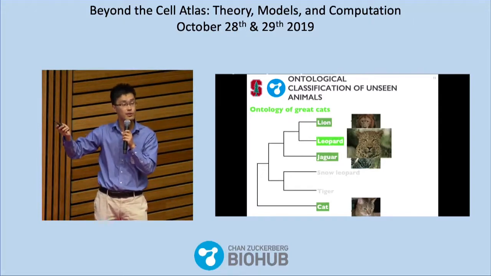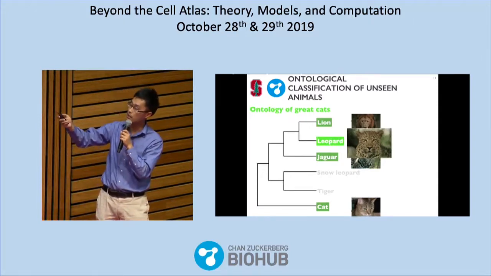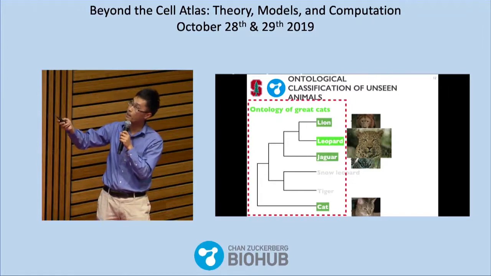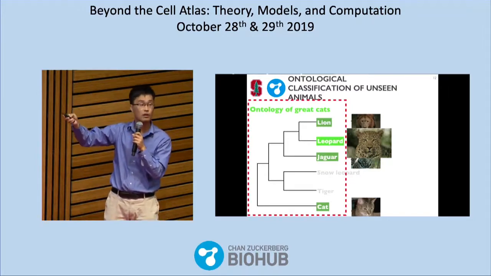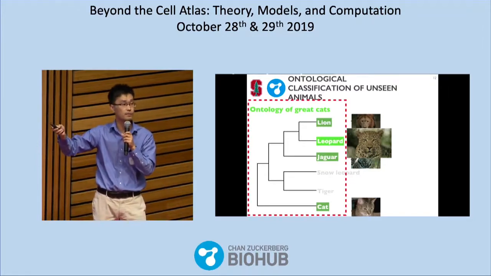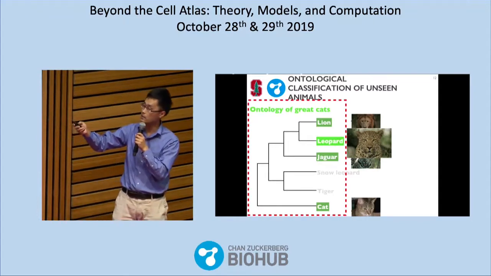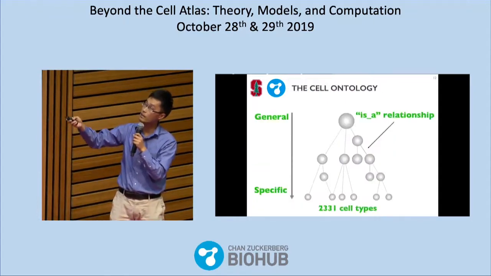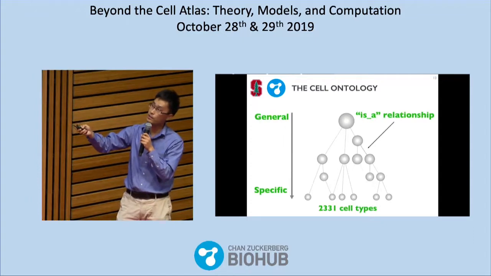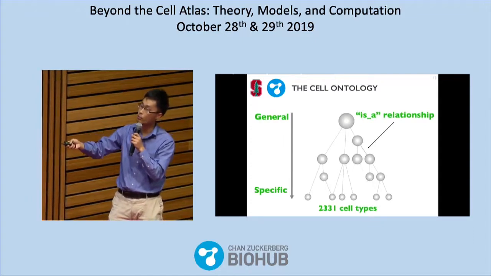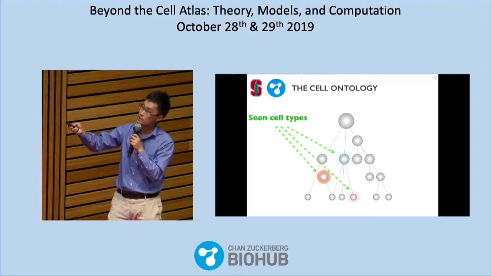So we use the same strategy to annotate unseen cell types in single-cell data sets. And the key here is to have a good ontology of the label space. And what we have is the cell ontology. It's a curated data source of different cell types, more than 2,300 cell types, from general cell types to specific cell types. And we use the same strategy.